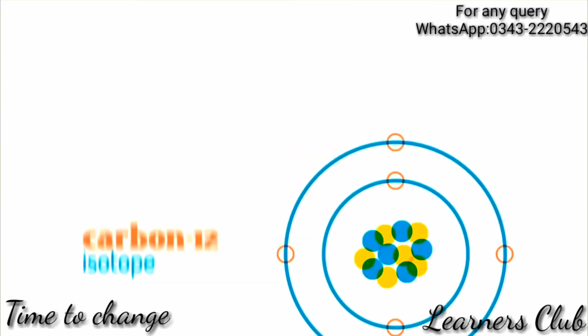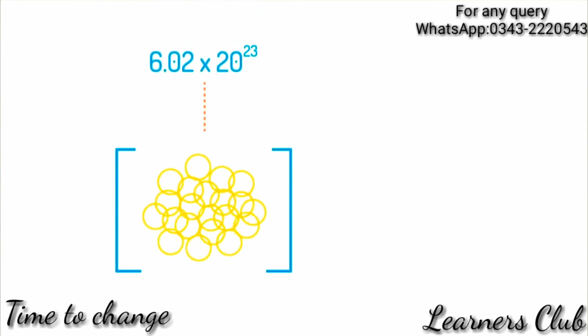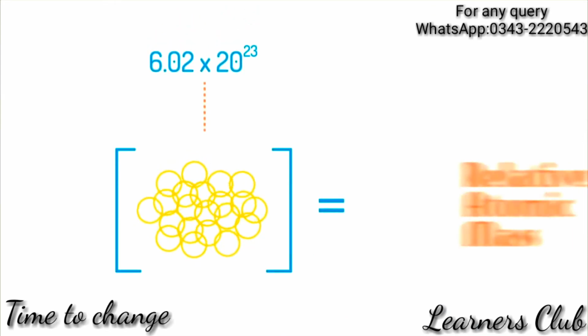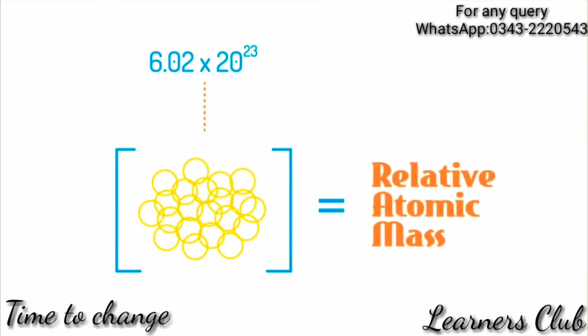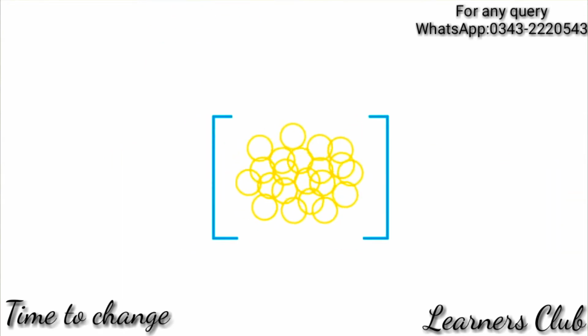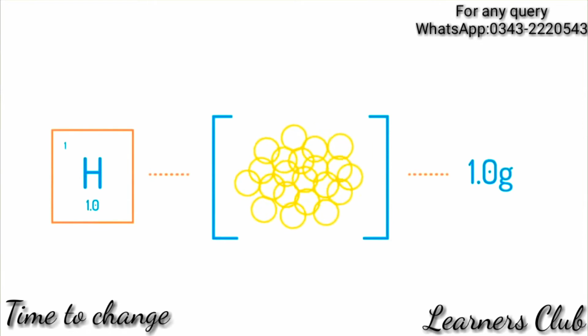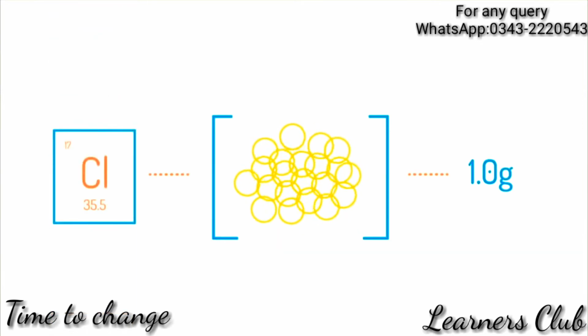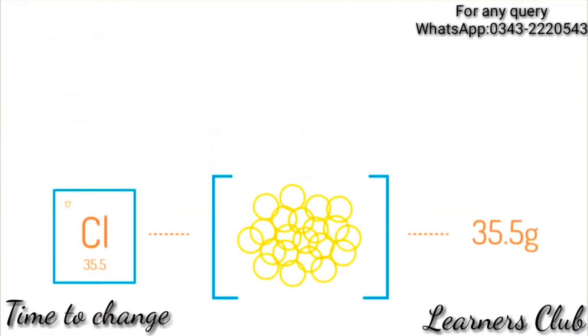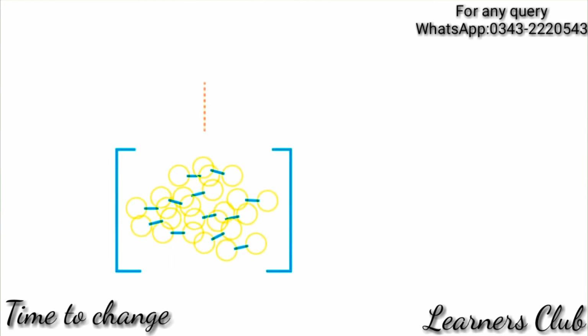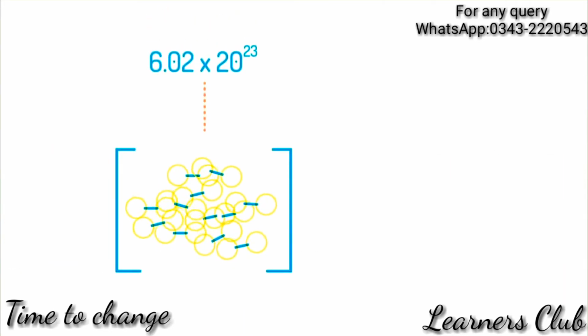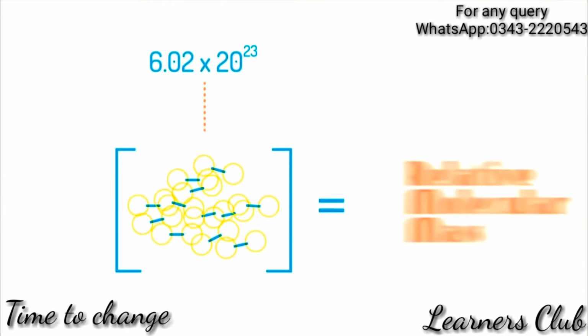For atoms, the mass of Avogadro's number of particles is equal to their relative atomic mass in grams. So, the mass of Avogadro's number of hydrogen atoms is 1 gram, and the mass of Avogadro's number of chlorine atoms is 35.5 grams. For molecules, the mass of Avogadro's number of particles is equal to their relative molecular mass in grams.